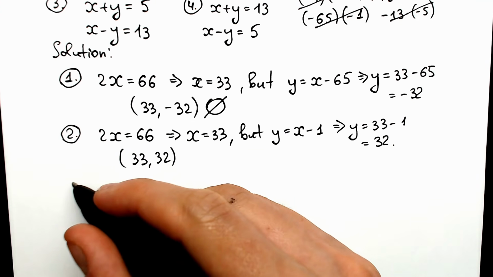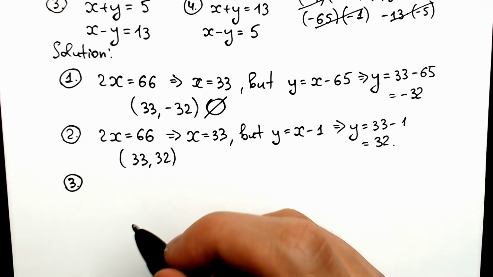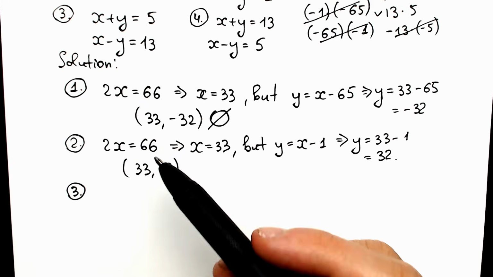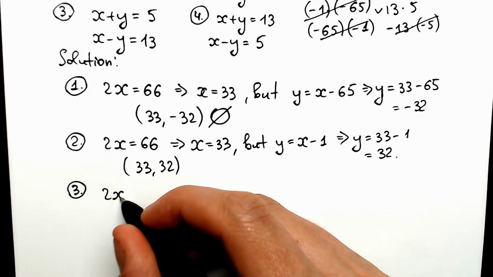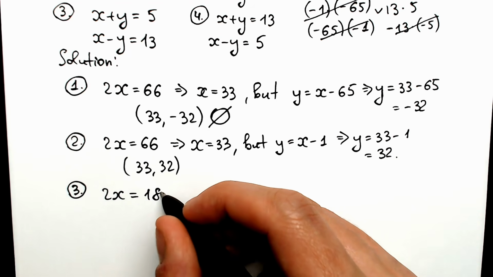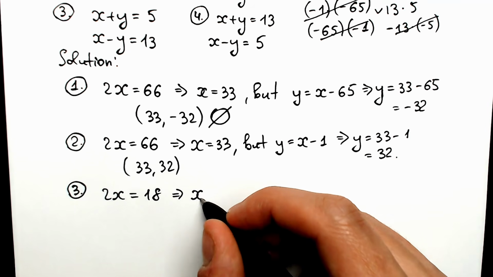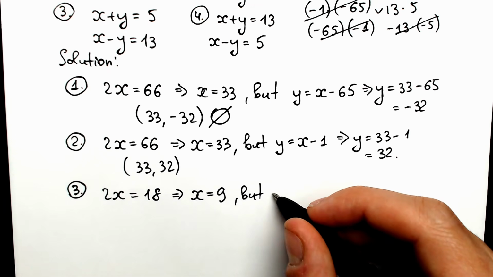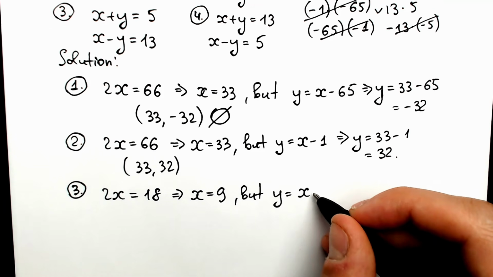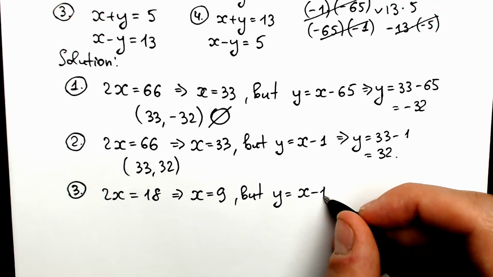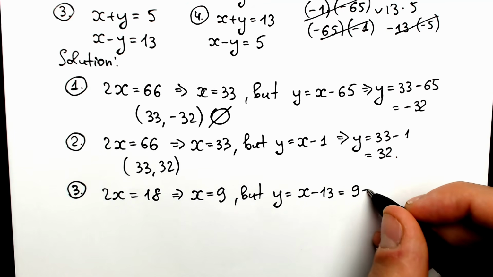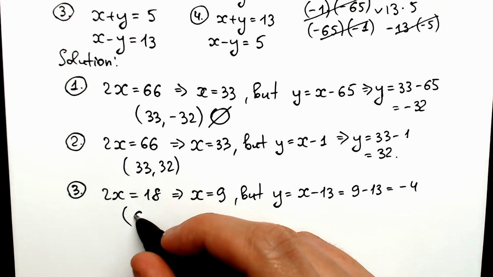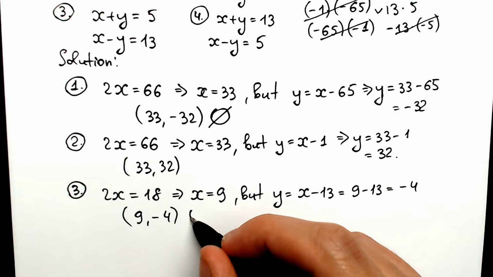Right now, let's solve the third system of two equations. So right here, we have 2x equal to 18, and from here, x is equal to 9. But for y, we have y equal to x minus 13, so equal to 9 minus 13 equal to minus 4. So basically, we reject this. 9 and minus 4 is not good for us.